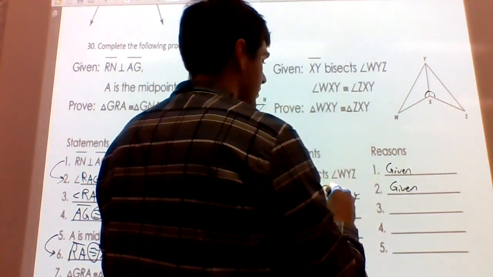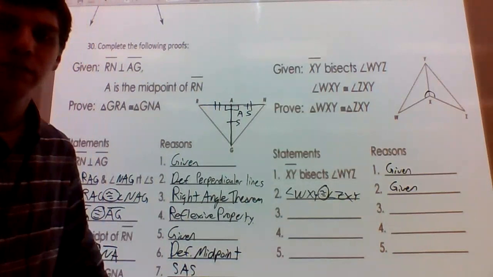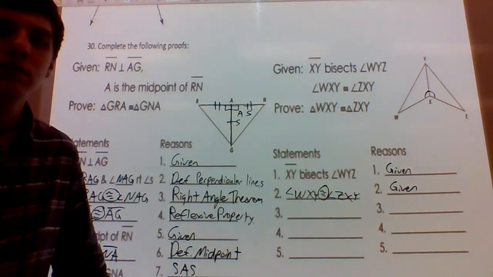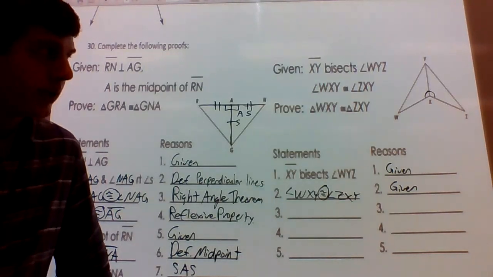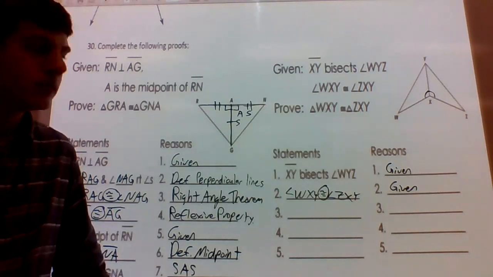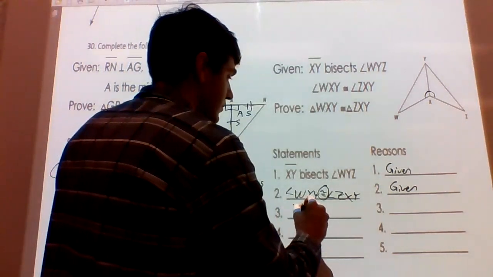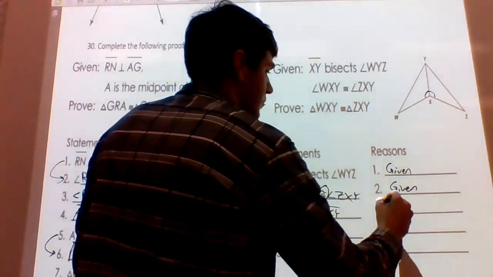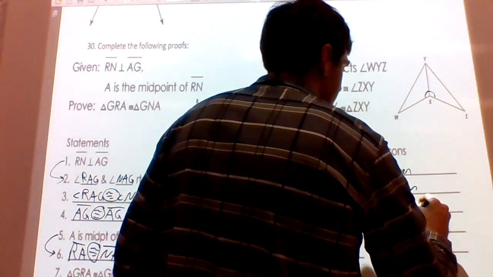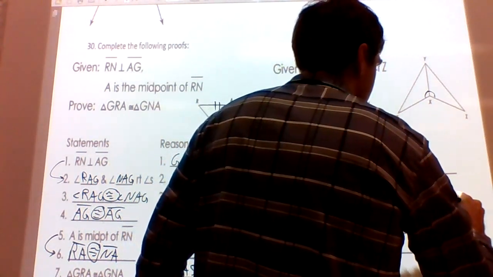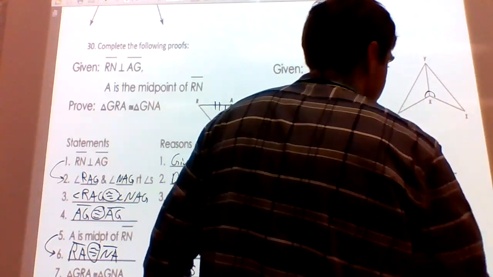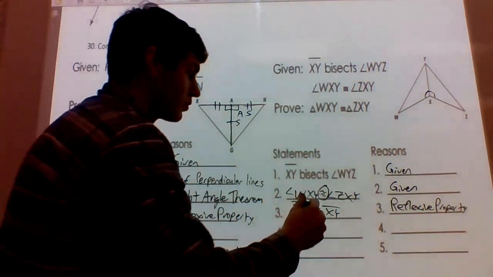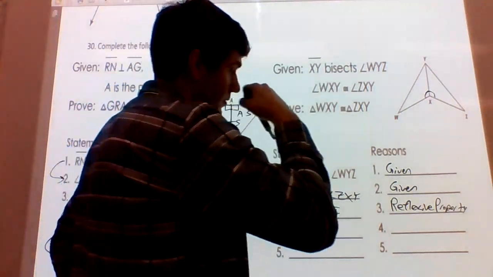Right now we have one corresponding part that's congruent. We need to find two more. So step one is write the given. Step two is to look for shared sides or vertical angles. Again, we have a shared side, XY. So XY is congruent to XY by the reflexive property of congruence. We now have two corresponding parts that are congruent.